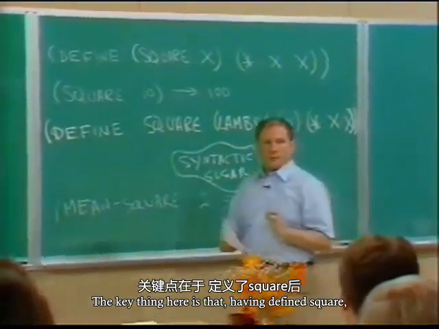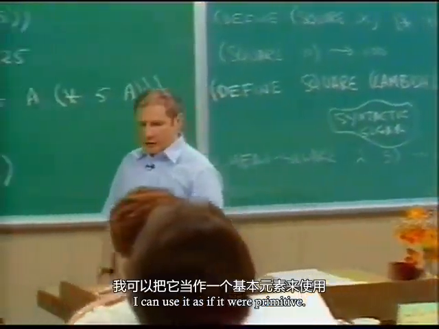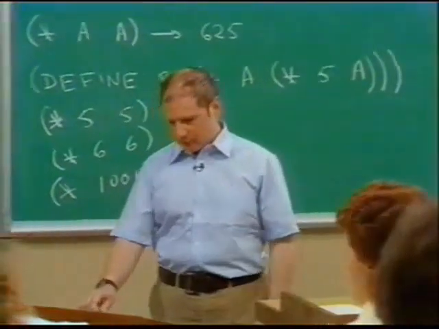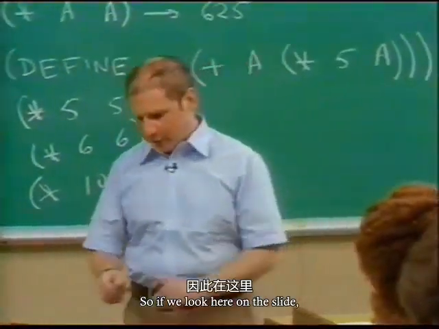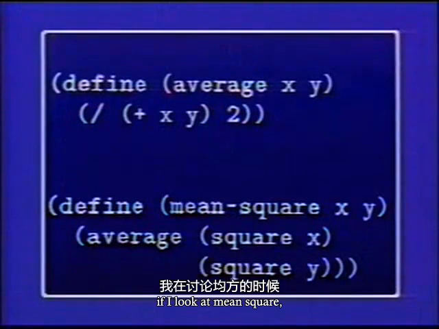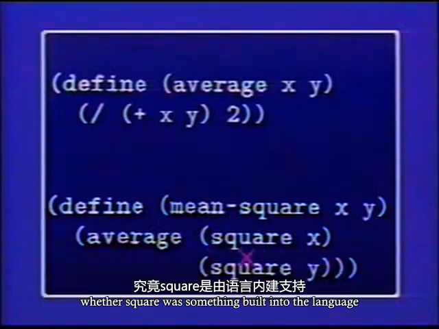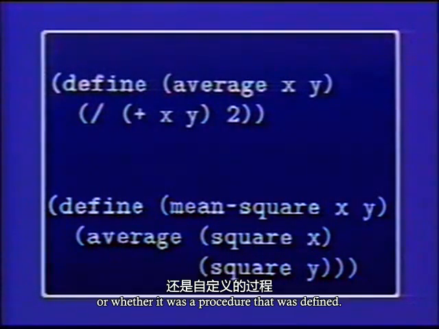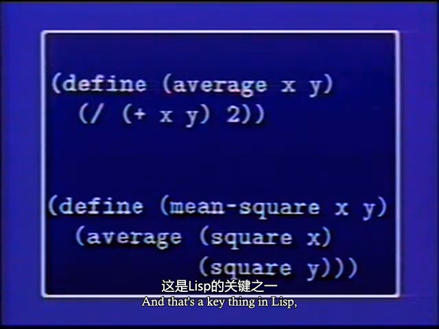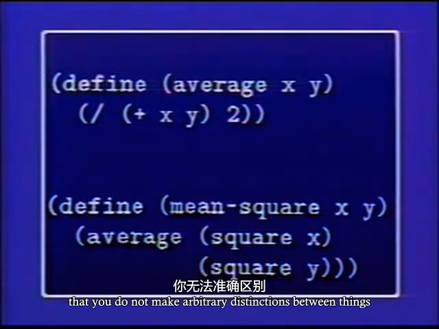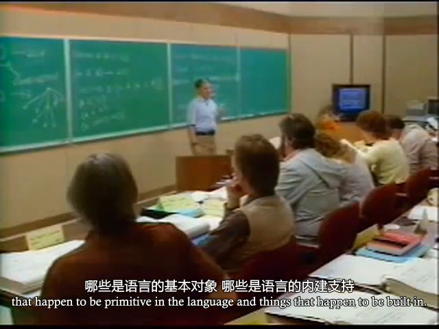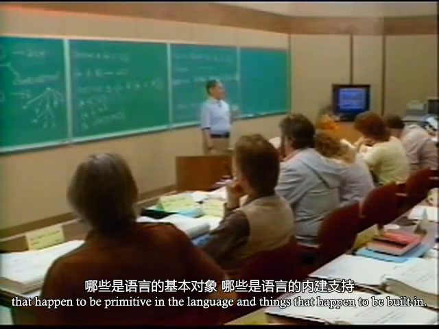The key thing here is that having defined square, I can use it as if it were primitive. Right? So if we look here on the slide, if I look at mean square, the person defining mean square doesn't have to know at this point whether square was something built into the language or whether it was a procedure that was defined. And that's a key thing in Lisp, that you do not make arbitrary distinctions between things that happen to be primitive in the language and things that happen to be built in.